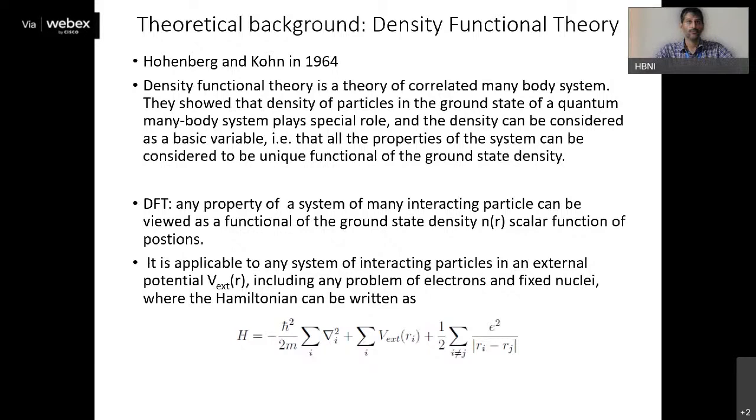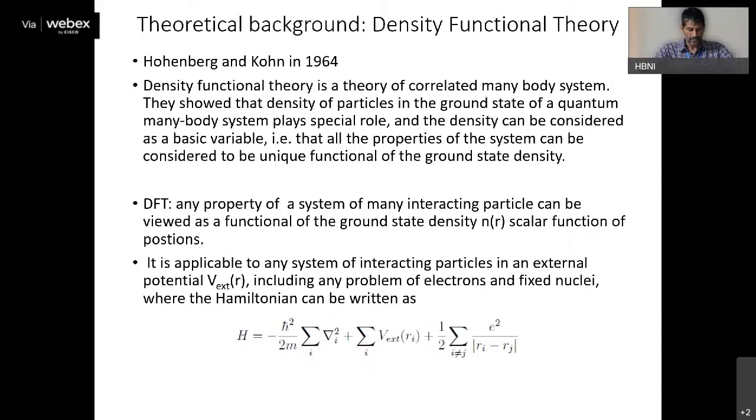What it means is that one can compute many physical quantities, which are a unique functional of the ground state density. So if we can find the ground state density, then we can compute the various physical properties. In other words, in DFT, any property of a system of many interacting particles can be viewed as a functional of the ground state density, which is a scalar function of position only.